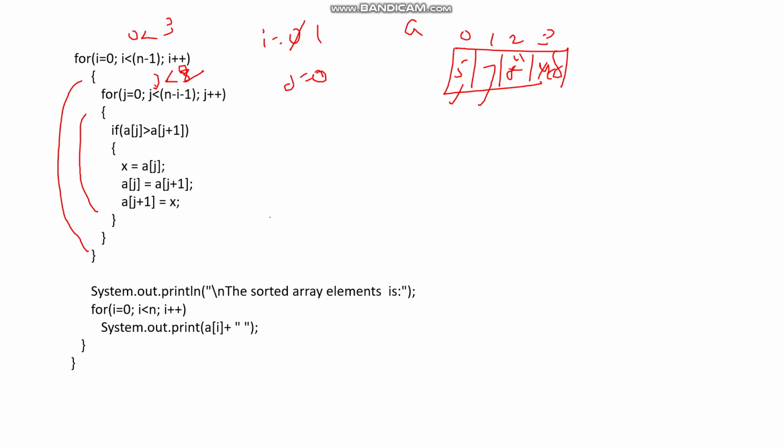If E of j is greater than E of j plus 1. What is E of j value? E of 0, 5. 5 is greater than 7. False. Next, increment the j value. j value becomes 1. 1 is less than 2. Yes, the condition is true. Again, the body is executed.